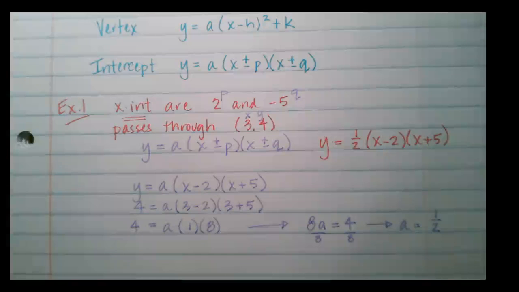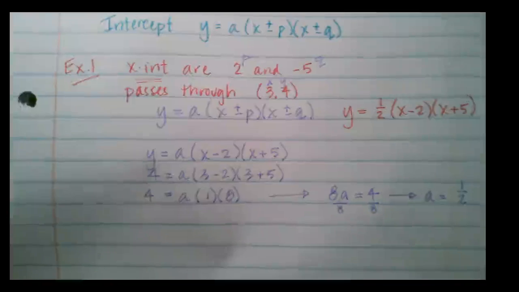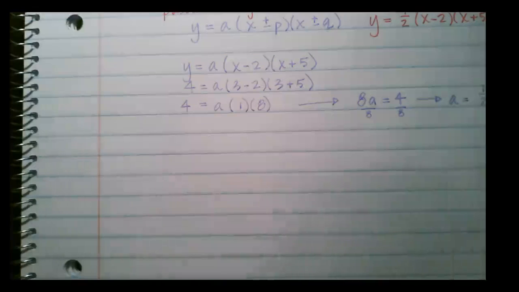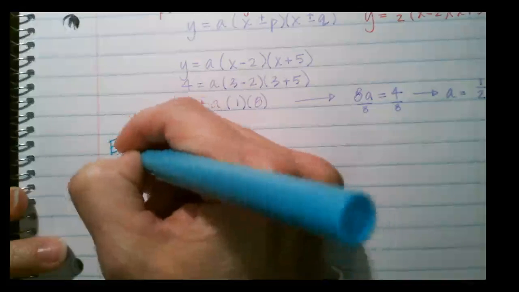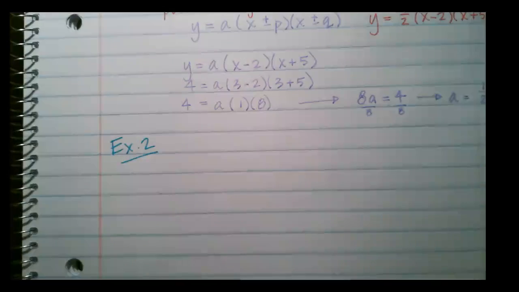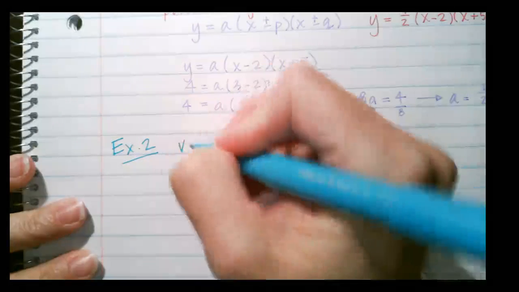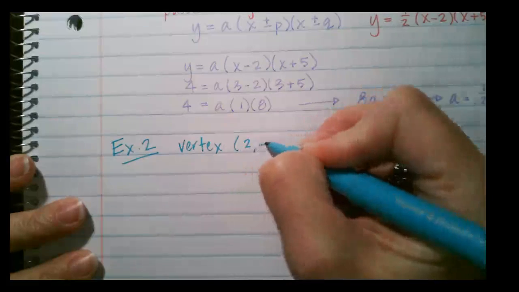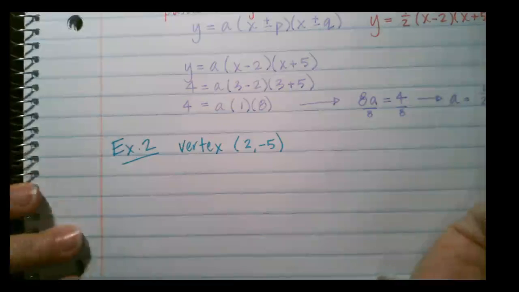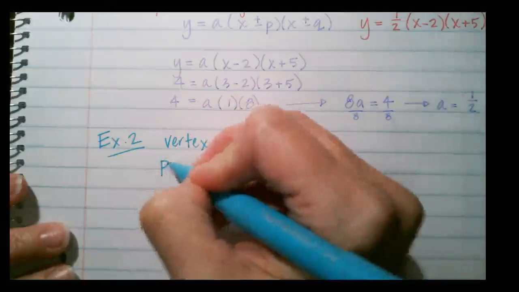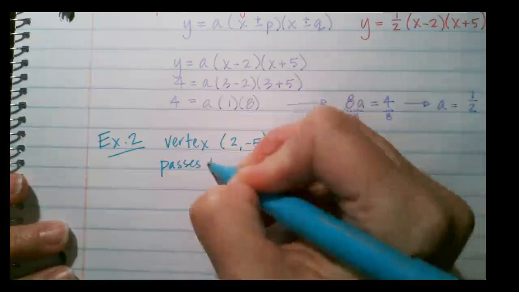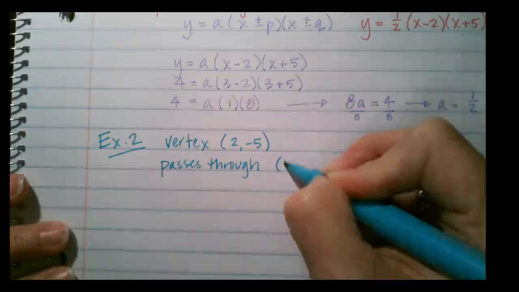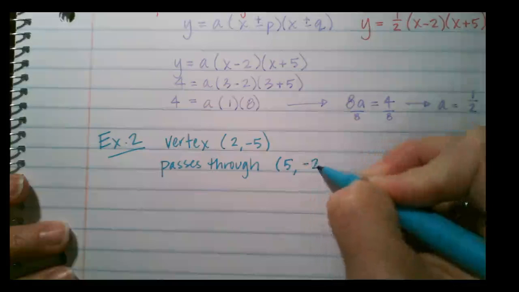All right, let's try another one. So let's say for this example, example 2, this time I'm going to tell you that the vertex is at 2, -5, and that the parabola passes through the point 5, -23.